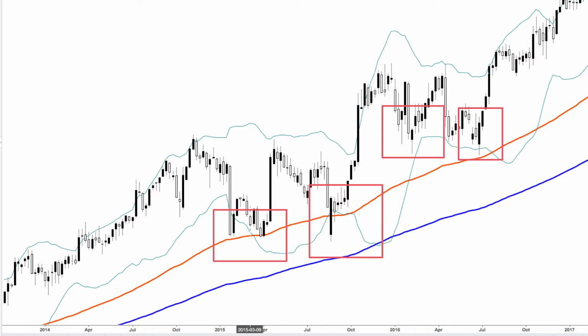And look at how many candles there are. 1, 2, 3, 4, 5, 6, 7, 8, 9. It's around 10 candles. That means this buying opportunity has a time frame of 10 weeks. That means if you just happen to scan through Microsoft within this 10 weeks time frame, you can take advantage of this opportunity.